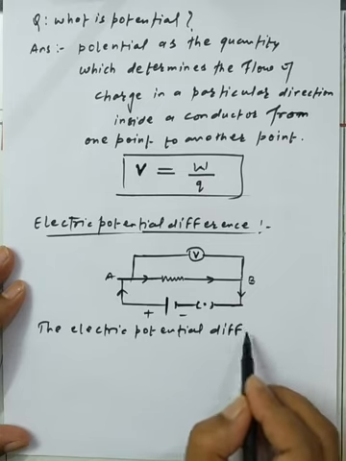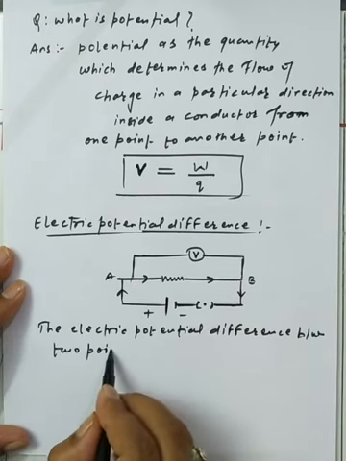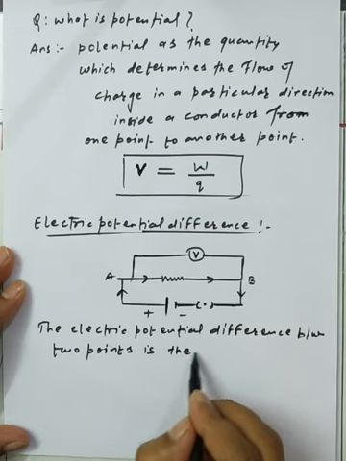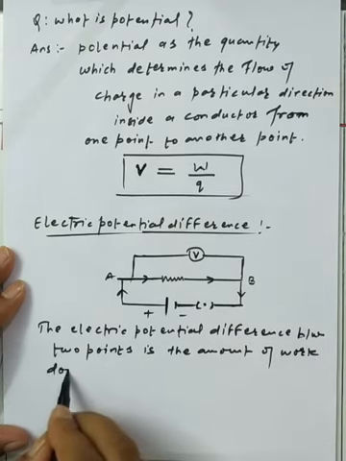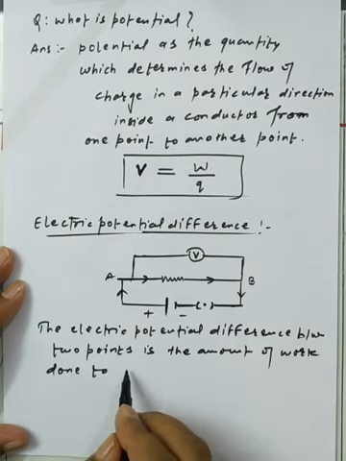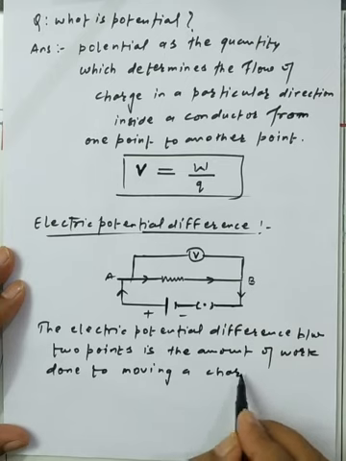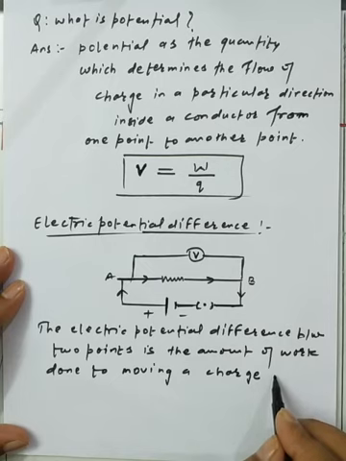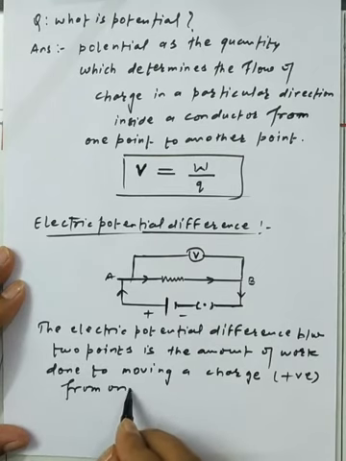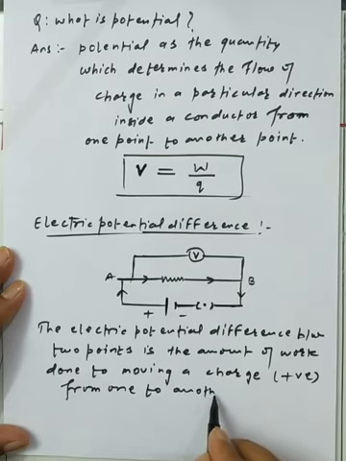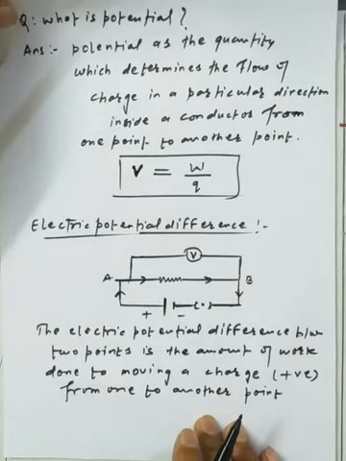difference between two points is the amount of work done in moving a charge, and that charge we are taking as the positive charge, from one point to another point. So easily we are able to discuss the formula we have.